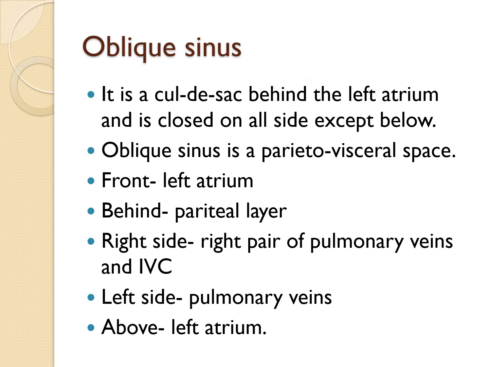Now the oblique sinus. It is a blind sac behind the left atrium. It is closed on all sides except below. The oblique sinus is a parieto-visceral space. In front is the left atrium, behind is the parietal layer. On the right side there are the right pulmonary veins and the inferior vena cava, and on the left side there are the left pulmonary veins. And above there is the left atrium. This is the oblique sinus.